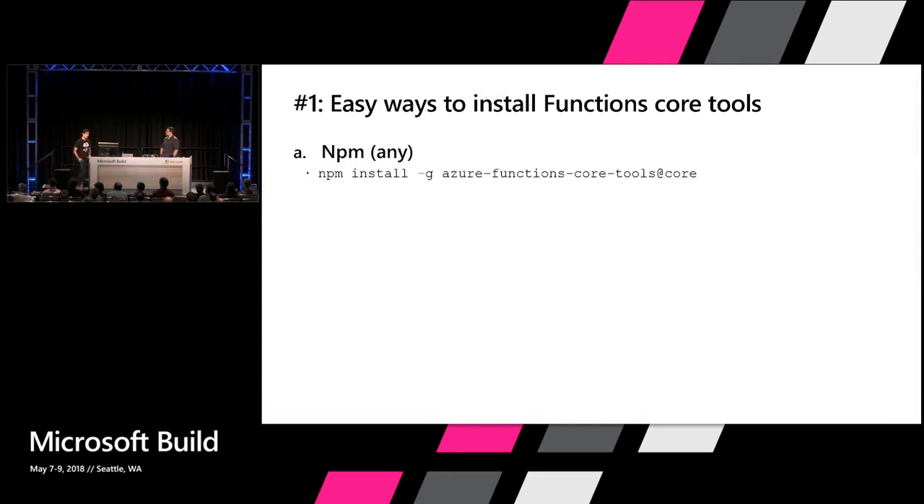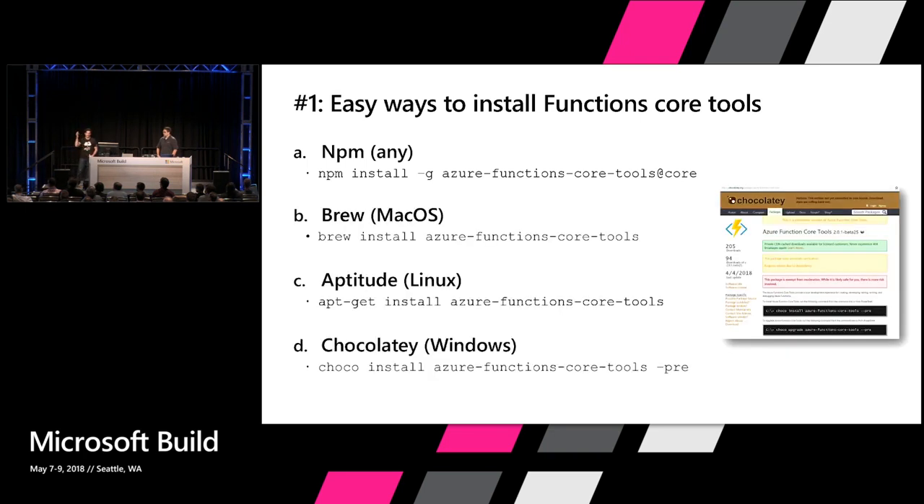In the past, it used to be painful. Let's say you're a .NET person, you'd have to do an npm install, and then you have to bring Node, and it wasn't as easy to install your tools. So thanks to some PMs on the team, we helped drive additional easy installations. If you're on a Mac, you can use Brew, which would be native to you. If you're on Linux, you can use apt-get, and you can use Chocolatey on Windows. That makes it easier than the only options we had before.